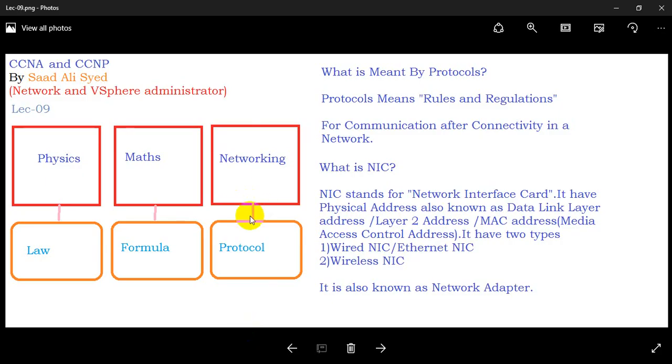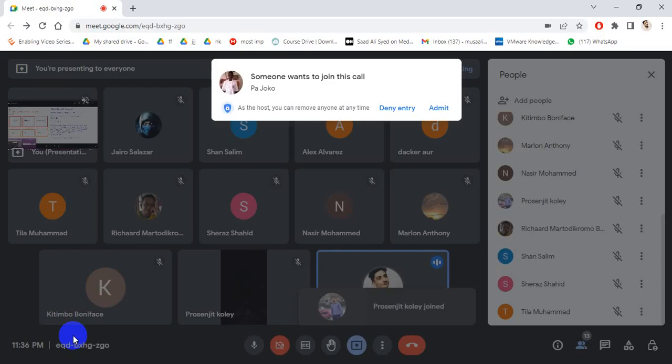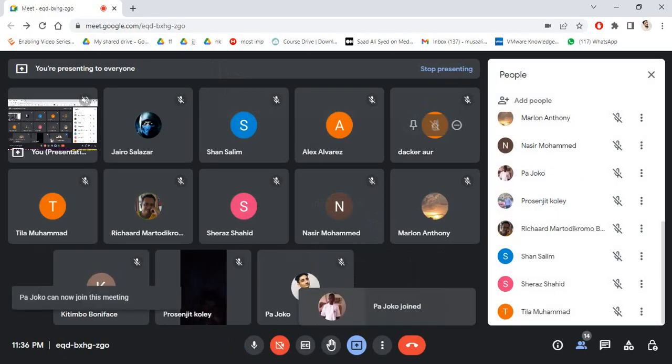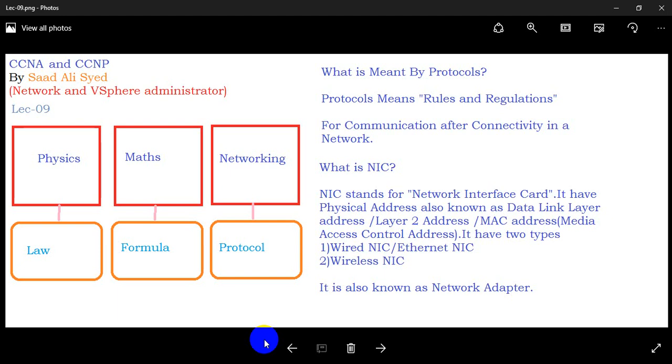Again, I'm repeating to make you clear that in networking, without protocol, you cannot communicate with another device. Why? Even if you are connected through wired or wireless connectivity, you cannot communicate. Because protocol means rules and regulations. So if devices in a network don't agree on rules and regulations, then they cannot communicate. So like in physics, law is important. In maths, formula is important. So in networking, protocol is important. Remember this diagram. Let's move forward.